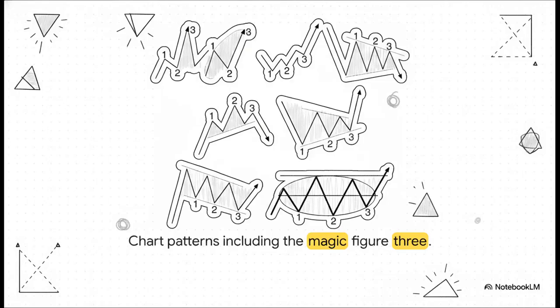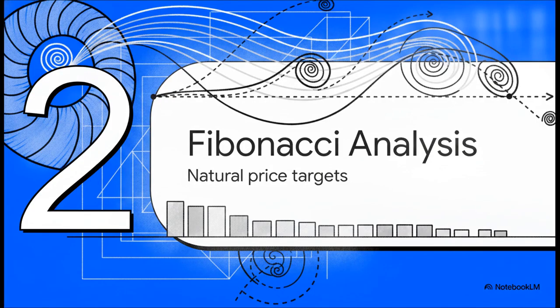And as you can see here, whether you're looking at a wedge, a channel, or a triangle, that 3-point structure is essentially the skeleton holding the entire market move together. It's absolute proof that if you know what to look for, the supposed chaos of the market actually behaves just like structured geometry. Moving right along to Section 2, Fibonacci Analysis and Targets.